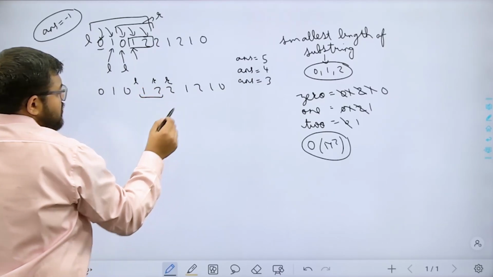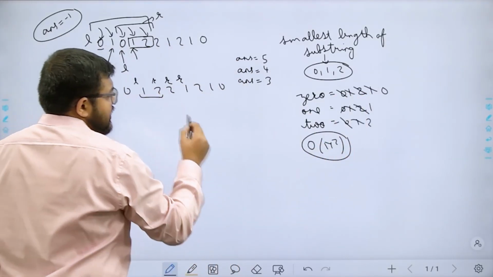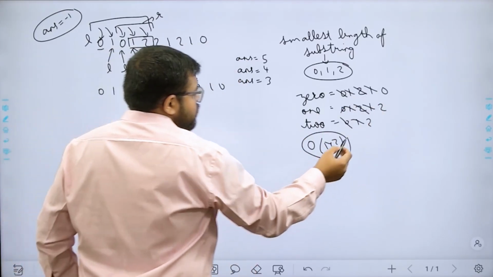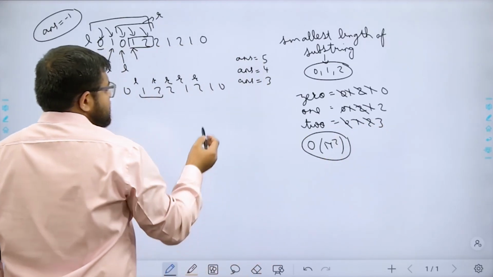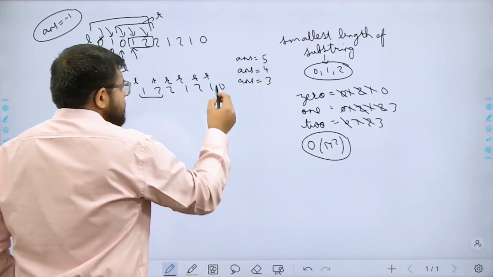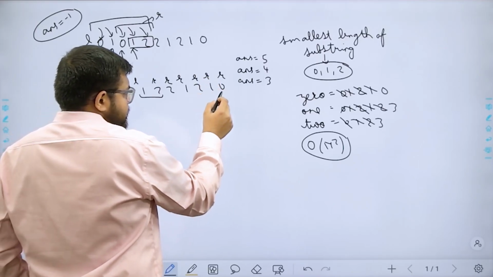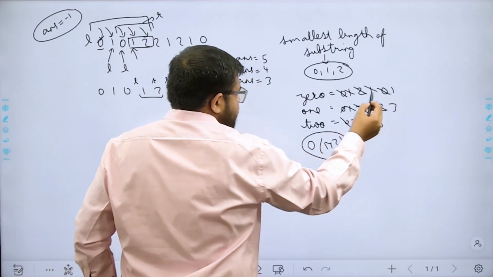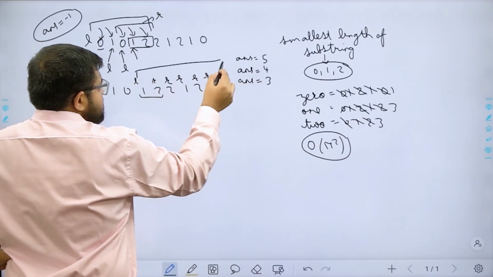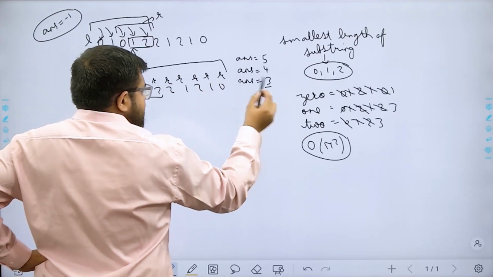Now increment R. So count of 2 will increment, but all three are not present. Again increment R. Count of 1 will increment, but all three are not present. Again increment R. Count of 2 will increase, but again all three are not present. Increment R. Count of 1 will increase, but again all three are not present. Then my R will come here, right? And now since the count of 0 will become 1, and since all three are present, I will compare this string length with my answer. What is this substring length? 7. Is 7 less than 3? No. So my answer will remain 3 only.